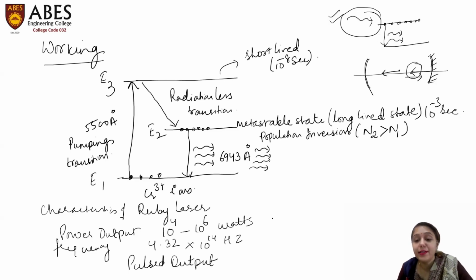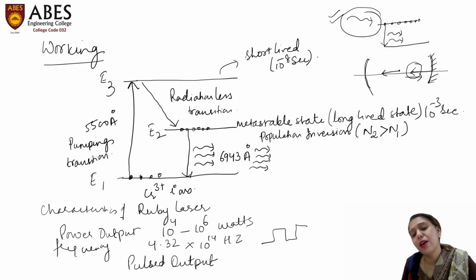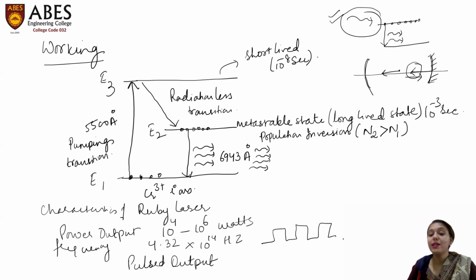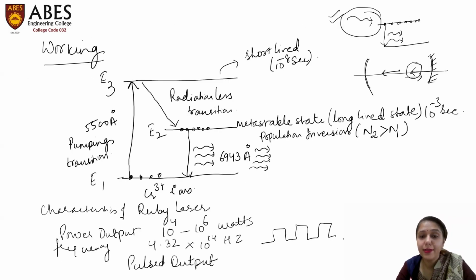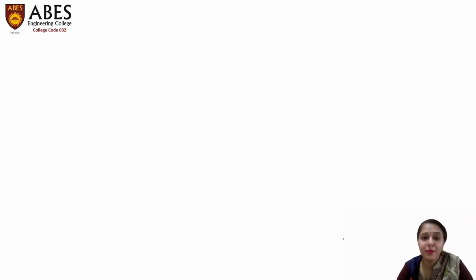While in the case of other lasers, we are going to talk about the quality of that output: is it pulsed or is it continuous? But in this case, it is a pulsed output like this. Why is it a pulsed output? The pulsed output here is because the input we have given from the xenon flash lamp is also pulsed. That's why we are getting the output in the form of pulses. So this is the ruby laser construction and working: a 3-level laser, and the pumping source is optical pumping through a xenon flash lamp.